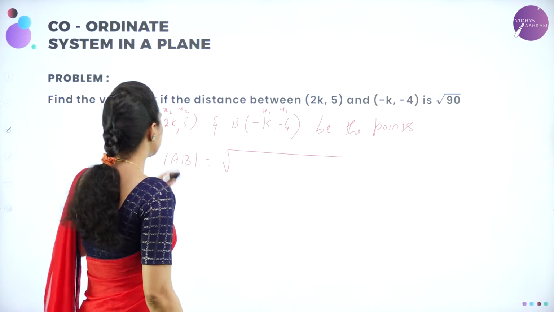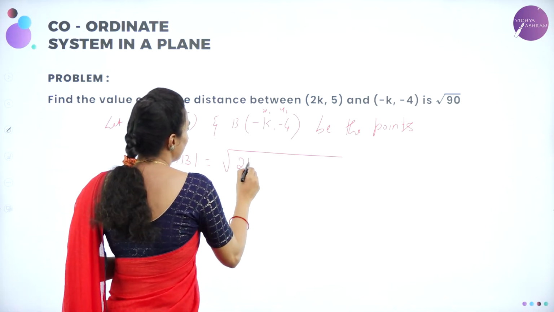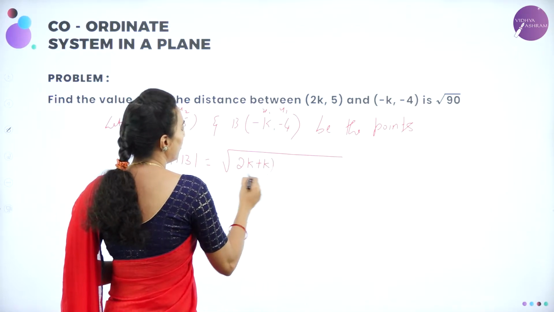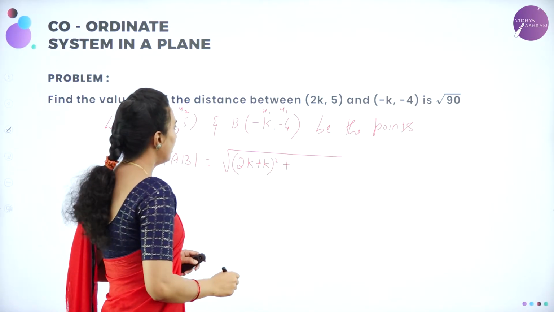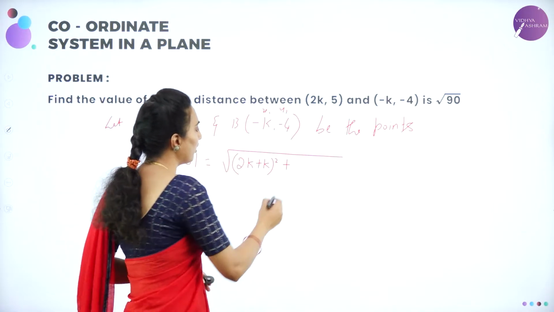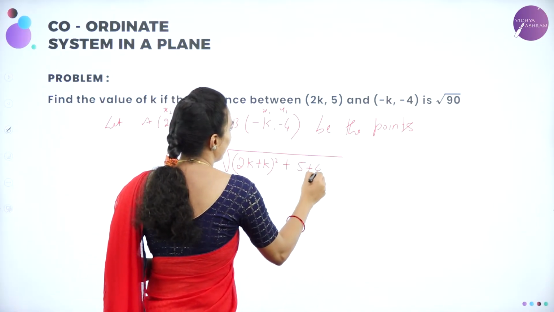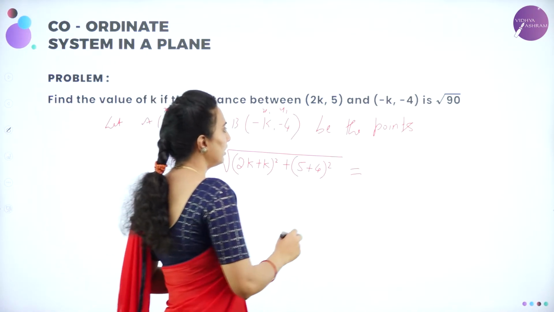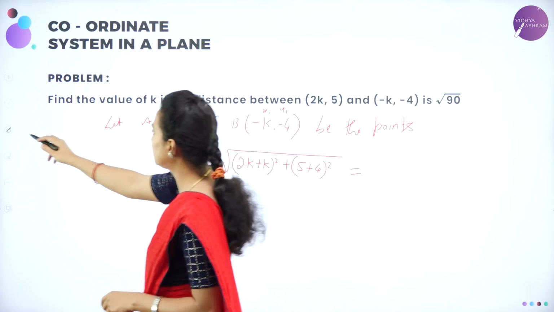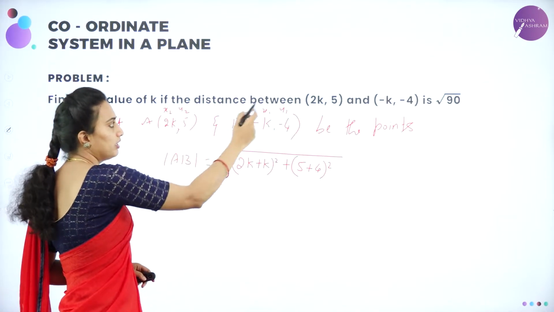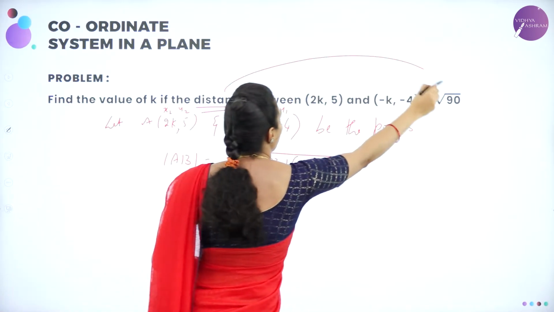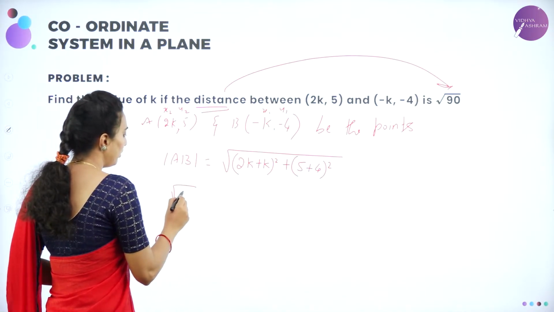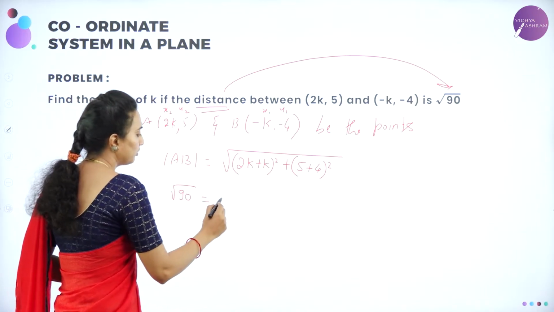So what happens is 2k minus of minus, it will become plus k whole squared, plus you are going to have 5 minus of minus 4, which will be 5 plus 4 whole squared, is equal to what? The distance they have given. Now the modulus of AB is what? The distance between these 2 points is root 90. Therefore I can take this as root 90. Square root of 90 will be equal to, let us solve this one.